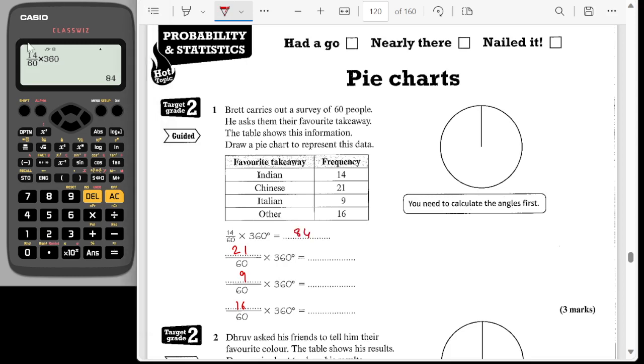For my second one, I'm going to just replay and change the 14 for 21. So 126. And for my next one, replace that with 9. 54. And then finally, replace that with 16. So 96. And that's an absolutely fine way of doing it.